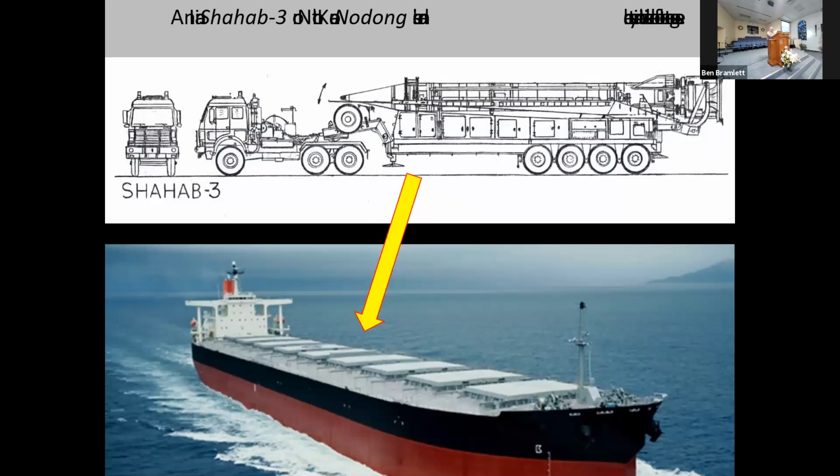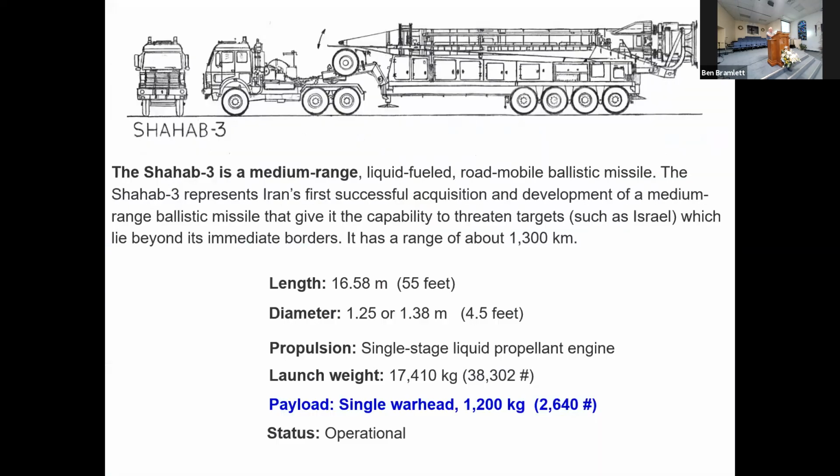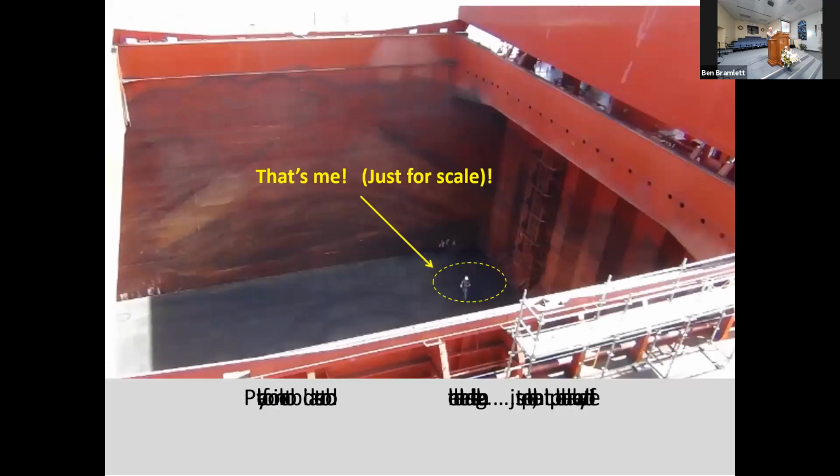Anyhow, what we could do is mount this missile launcher. This happens to be a North Korean Nodong or an Iranian or Iraqi Shahab-3 missile. They're basically built on a trailer tilt up. So let's put one of these inside this boat. This particular missile is capable of carrying a 2,600-pound warhead, and it's only 55 feet tall when it's erected. And I promise you, it'll fit inside one of our coal barges. That's me standing down there in the bottom of the coal barge just for scale.